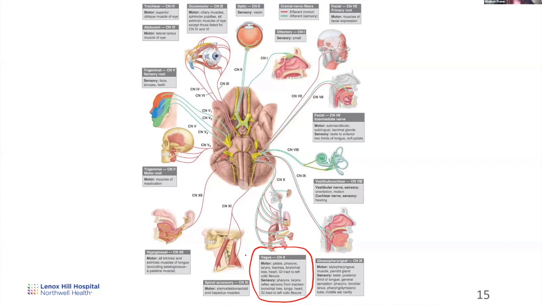And the last one is cranial nerve 11, and this is also a little interesting. It just provides motor innervation to the muscles of your neck and shoulders. So any movement of turning your head or shrugging your shoulders is provided by this cranial nerve.